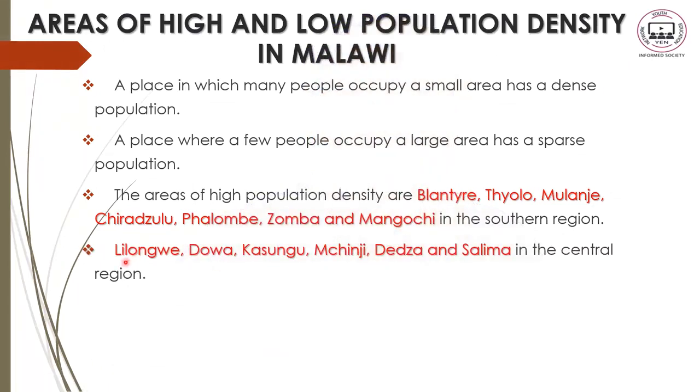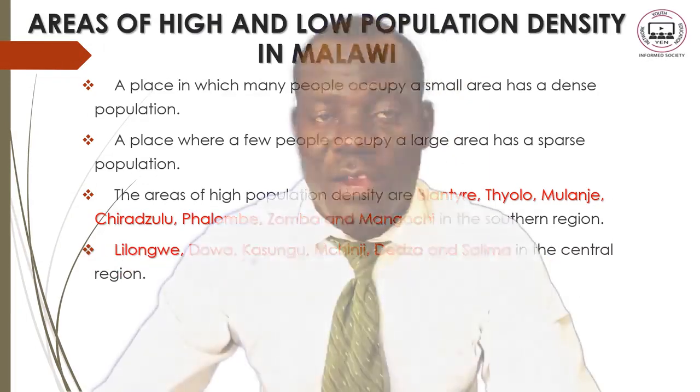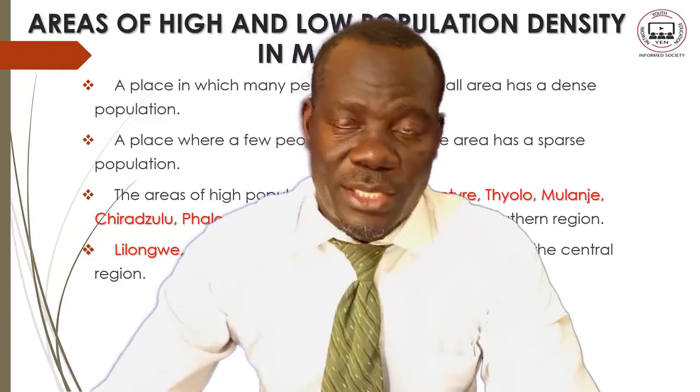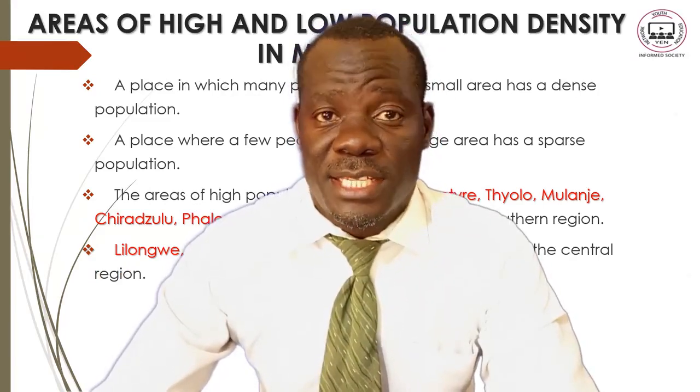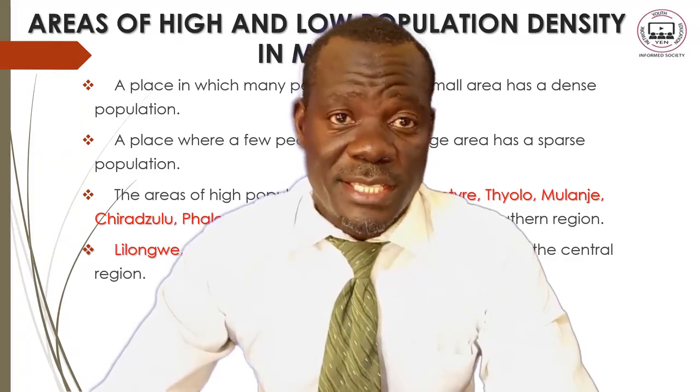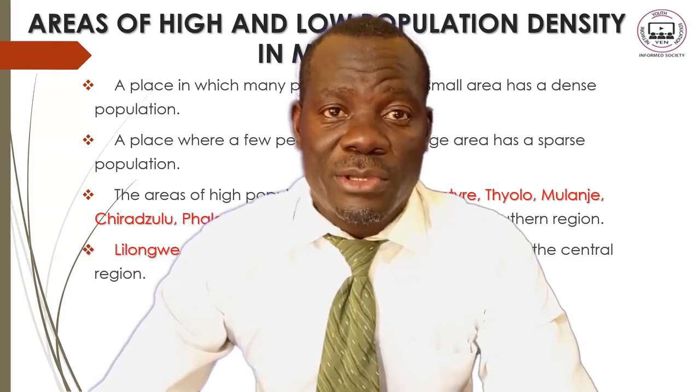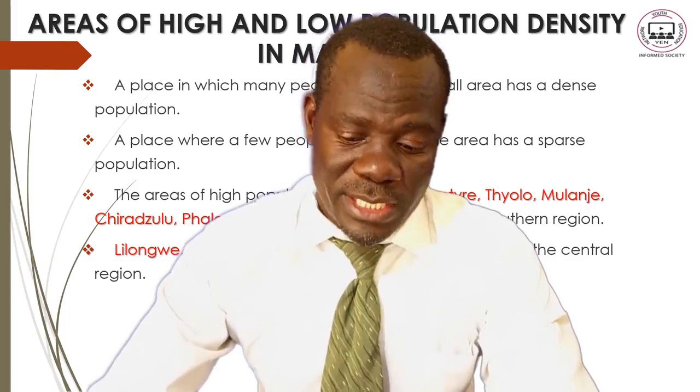We also have Lilongwe, Dowa, Kasungu, Mchinji, Dedza, and Salima in the central region. Those areas in the central region of Malawi are also densely populated.